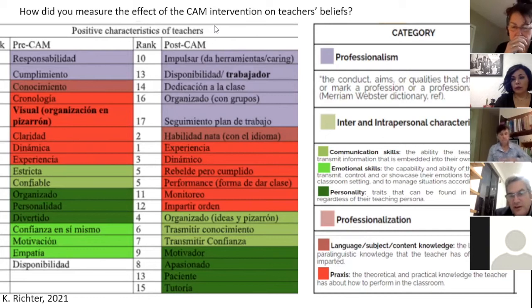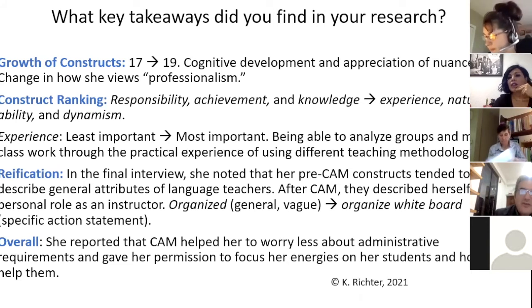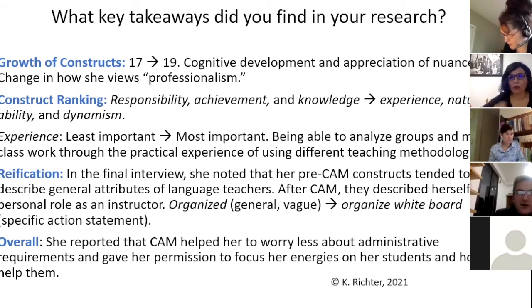So very quickly, these were the results of a single participant's experience with the CAM intervention. First of all, there was a growth in the number of constructs. In the first interview, the participant came up with 17 constructs, and in the second interview, the participant was able to create 19 constructs. Within personal construct psychology, what that means is that we're seeing some kind of cognitive development or an ability to appreciate nuance.